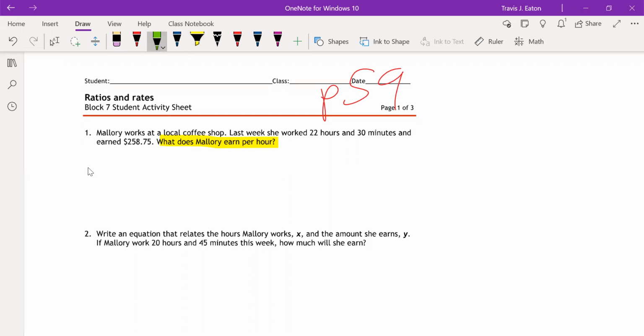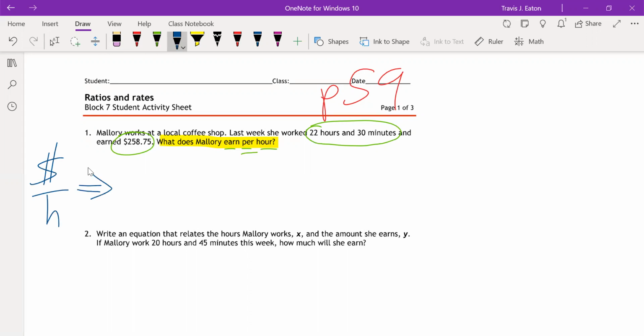The information that we have is that she worked 22 hours, 30 minutes, and she earned $258.75. So the money that she earned per hour. Remember what I said about the word per? That is going to be our fraction bar, our division line. So we're looking for the amount of money that she earns per hour.